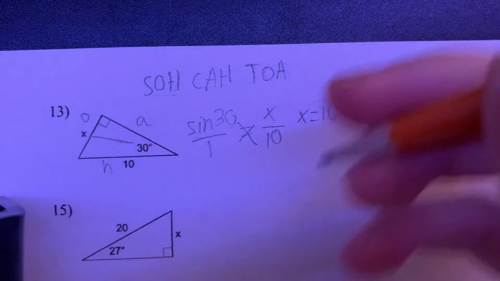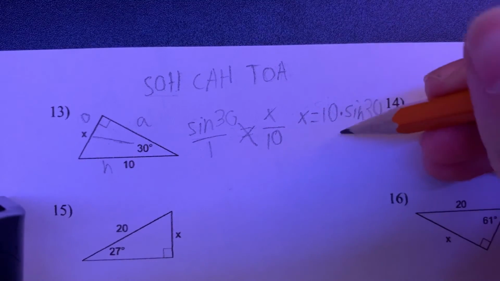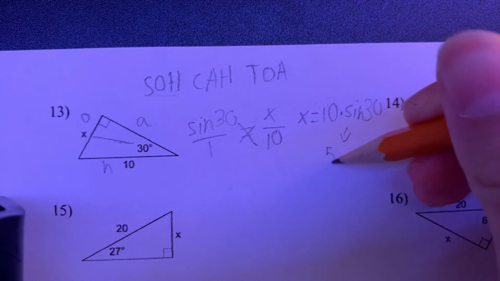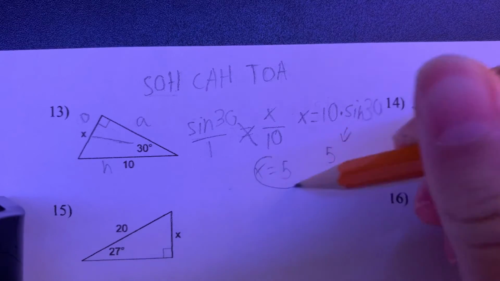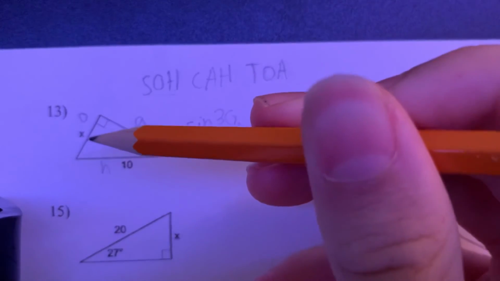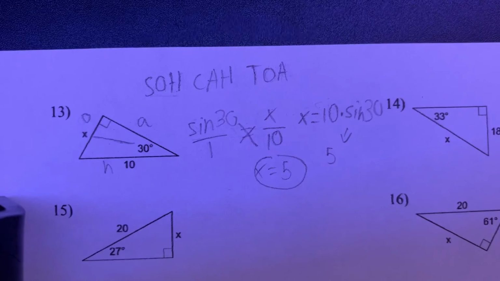I'll just finish this up really quick. So this leaves us with 5. X equals 5. The length of our opposite side over here, x, is 5.